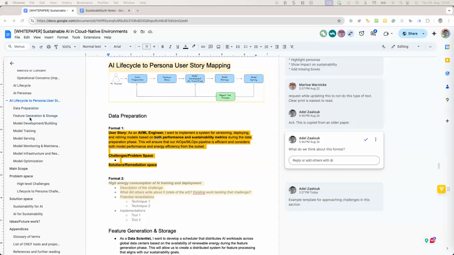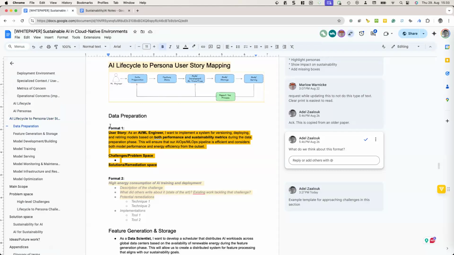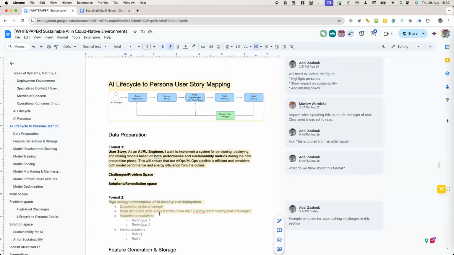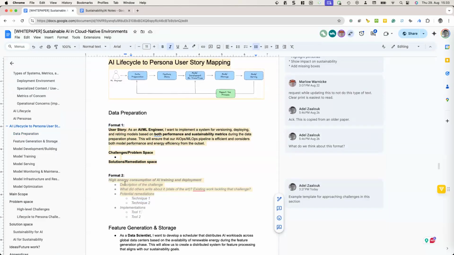Yeah, that makes sense. I think this needs to be reviewed, and if people want to pick one format or the other, we can start and then go from there.